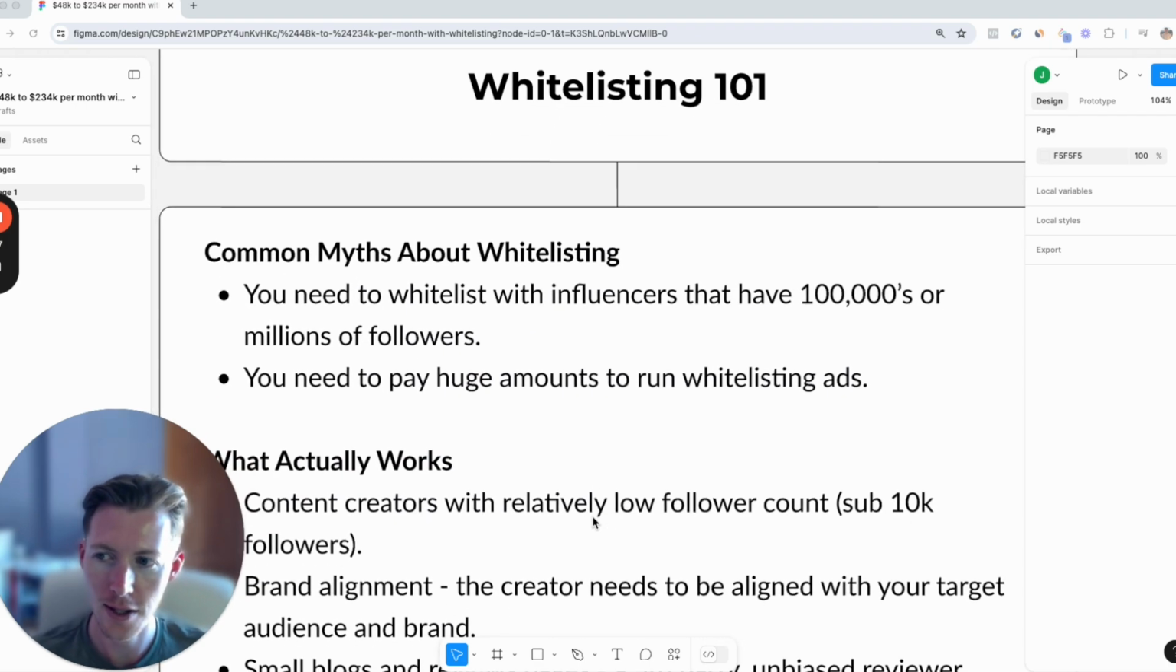The common myths about whitelisting. There's two main ones that I see. First one is you need to whitelist with influencers that have hundreds of thousands or millions of followers. And the second one is that you need to pay huge amounts to run whitelisting ads. Now, I'm going to debunk these myths and tell you guys what actually works from what we've tested.